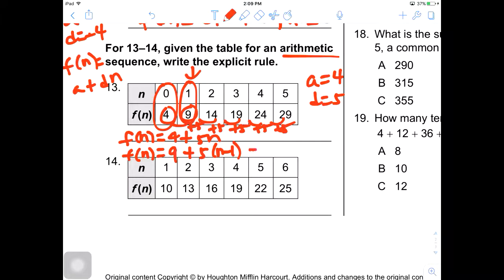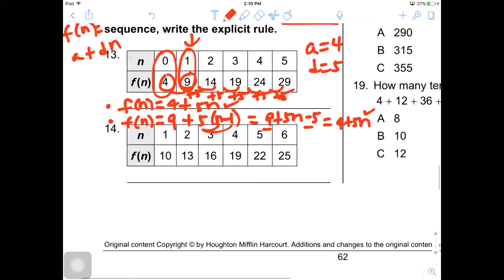Notice, once again, if I simplify this right here, I'll get 9 plus 5n minus 5, which gives me 4 plus 5n, which is the same exact formula as the one on top. So that is what I mean. Either one of these equations is fine.